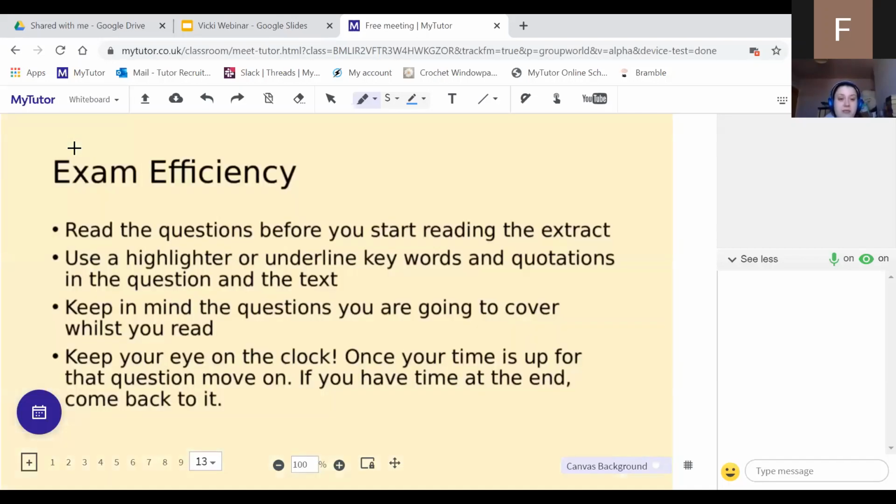So read the question before you start reading. Use highlighters. I know I've been nagging you about those, but highlighters and underlining keywords are really helpful. Keep in mind the questions you are going to cover when you are reading. Keep your eye on the clock, so once you've got to your 25 minutes up, move on to your question 5, because your question 5 is worth half of that exam. Get your question 5 done.